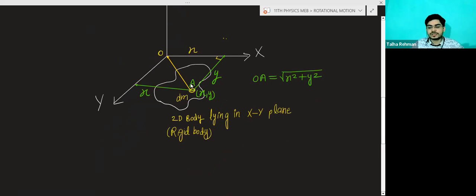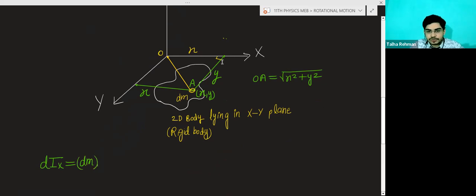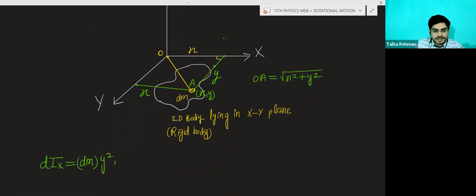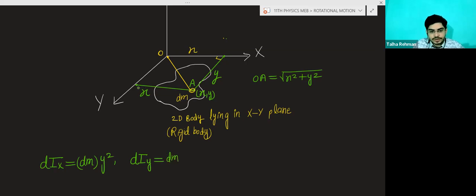For this small mass dm, what will be the moment of inertia about the x-axis? M into perpendicular distance square. What is mass? dm, and what is the perpendicular distance from the x-axis? That is y square. Now find the moment of inertia of this mass about the y-axis. What is the perpendicular distance between the mass and the y-axis? dm into x square. This will be the moment of inertia.